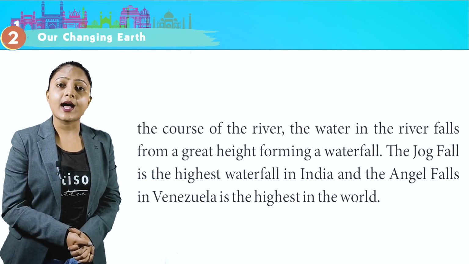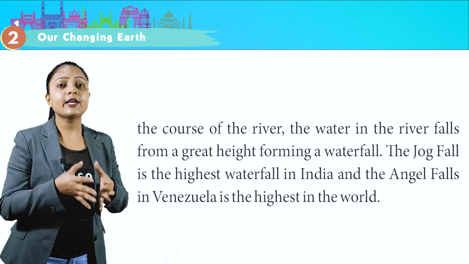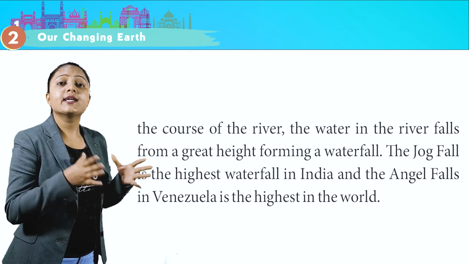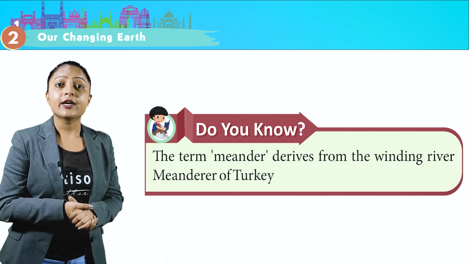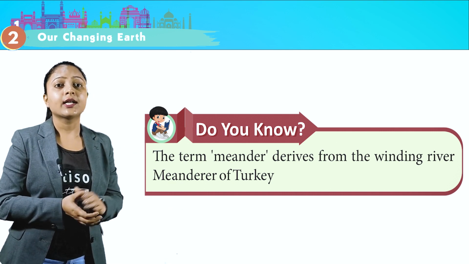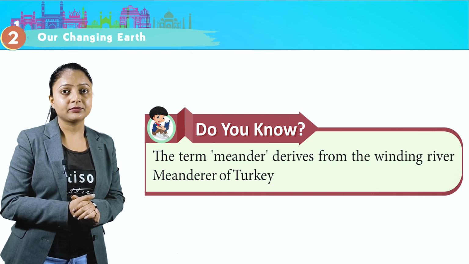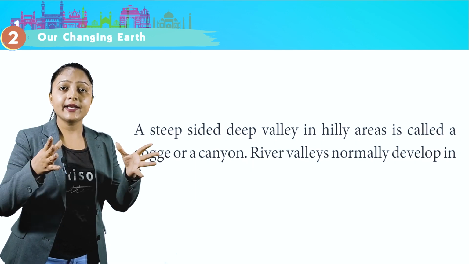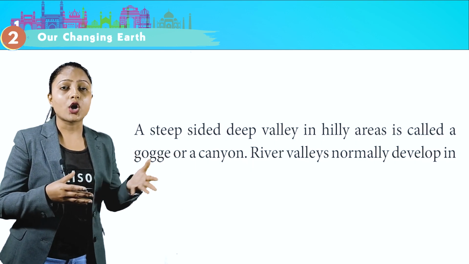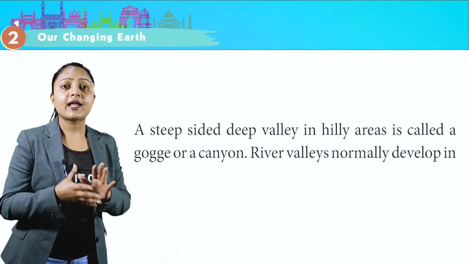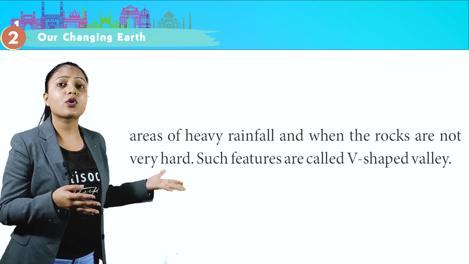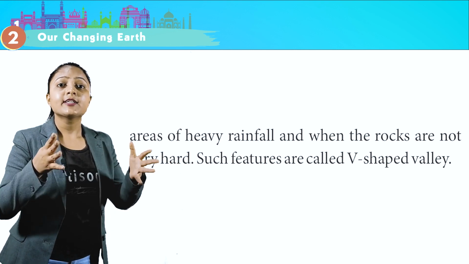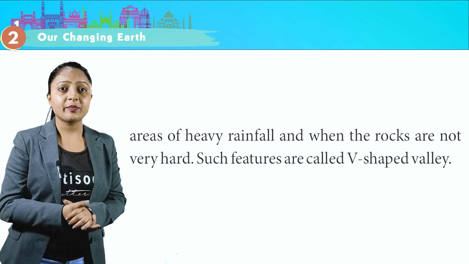The Jog Falls is the highest waterfall in India, and the Angel Falls in Venezuela is the highest in the world. Do you know? The term meander derives from the winding river Meander of Turkey. A steep-sided deep valley in hilly areas is called a gorge or a canyon. River valleys normally develop in areas of heavy rainfall and when the rocks are not very hard. Such features are called V-shaped valleys.